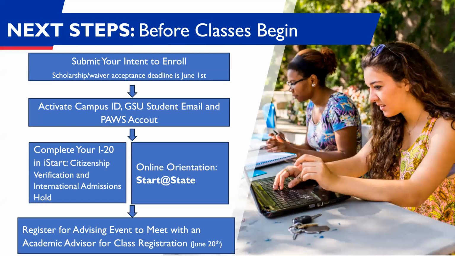You have to finish your I-20. You have to finish your online orientation. Without those two, you will not get your email to sign up for class registration. And if you don't get your class registration, your scholarship will not be applied. And the scholarship is only applied if you register for 12 or more credits.